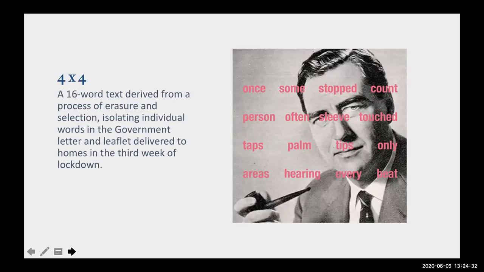Four by four, 16 words. This went back to that government leaflet and through an erasure process arrived at a set of 16 words. So presented 4 words per line, 4 lines. So we get this square and this curious image, a man holding a pipe, which comes from a 1960s tobacco advert, but seems somehow to suggest the paternal, caring sense we were meant to get from the authorities who were looking after us or looking out for our best interests. Once, some, stopped, count, person often, sleeve touched, taps palm, tips only, areas hearing every beat.